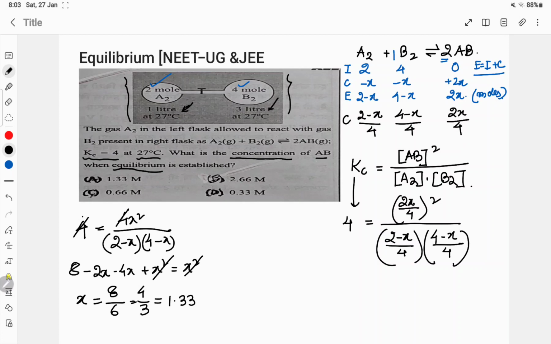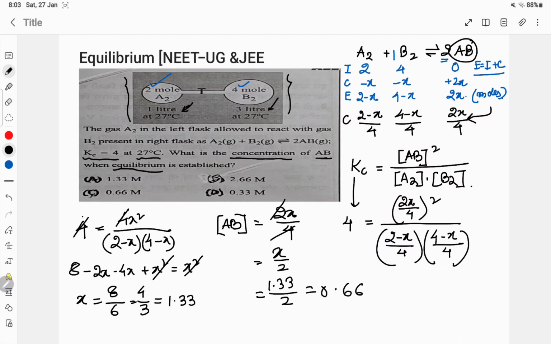So he asks what is the concentration of AB at equilibrium. Okay, so for AB at equilibrium, the concentration is 2x by 4. So here the concentration of AB at equilibrium is twice x by 4, that is x by 2, 1.33 divided by 2, that is 0.66. Okay, 0.66 molar. So the correct answer is C. Okay then, let's move on to the next question.